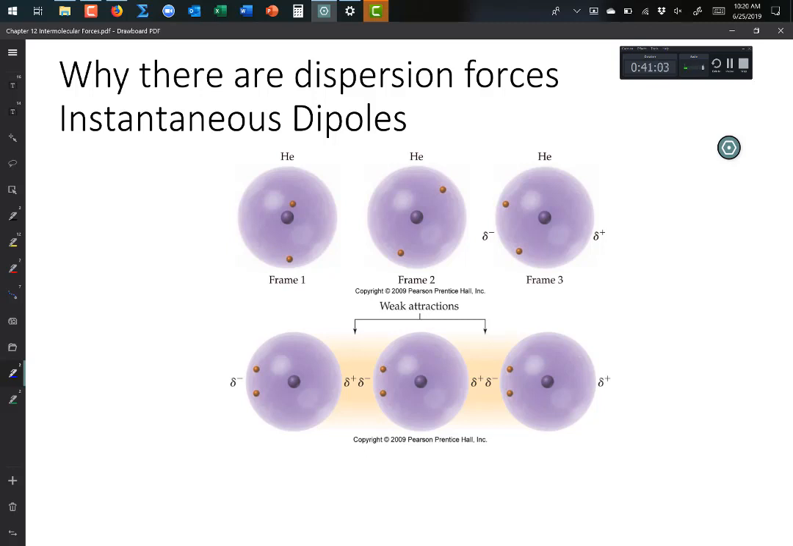This is what this diagram means. You start with the electrons sort of randomly dispersed around the atoms, but when they get next to each other, the electrons have to move, and that creates a force of attraction.